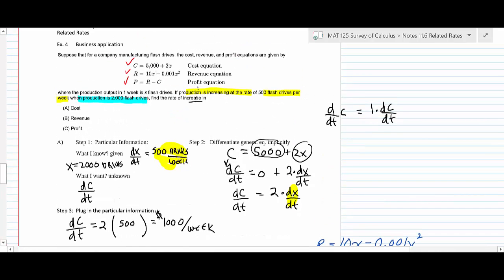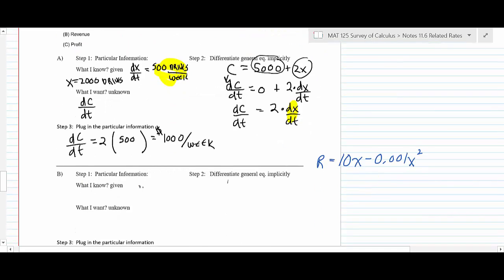I think I highlighted this. It says the production is increasing at a rate of 500 flash drives per minute. Now, if it's a rate, you write that in Leibniz notation. So x is the flash drive, so that would represent dx/dt. That's 500, and it's increasing, so it's positive. So let's write that down as we know dx over dt is equal to 500 drives per week.